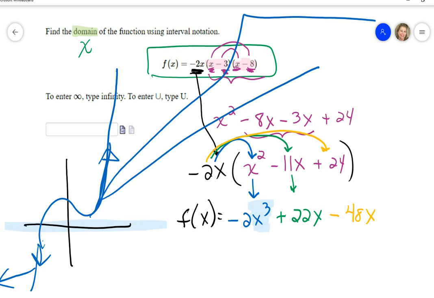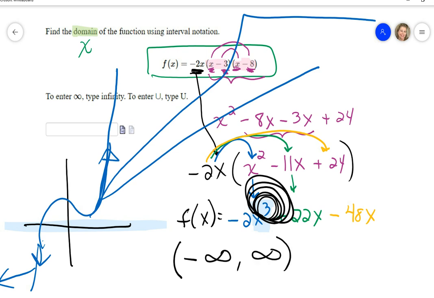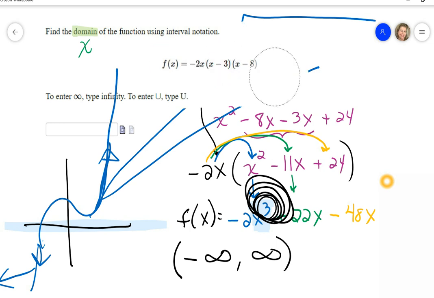All polynomial functions do that on the domain. So, no matter what the polynomial is, it doesn't matter if it's an x squared, an x cubed, an x to the fourth, an x to the fifth, an x to the sixth, any polynomial function, the domain is always negative infinity to positive infinity. Always, no matter what.